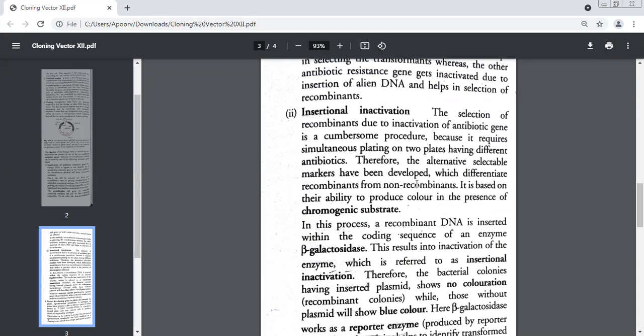Therefore, alternative selectable markers have been developed which differentiate recombinants from non-recombinants. It is based on the ability to produce color in the presence of a chromogenic substrate, because it's a very time-consuming process. And the main purpose is only to differentiate between transformants and non-transformants. But it takes a lot of time. How does it take a lot of time, children? You need to grow them first on one medium plate. They'll take time. After that, you need to transfer the recombinants to the second medium plate. Again, you need to give them time to grow. So it takes a lot of time. That is why we say the procedure is cumbersome.